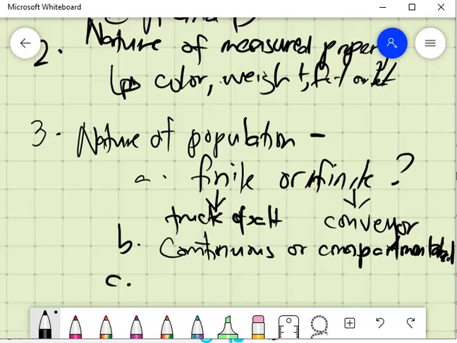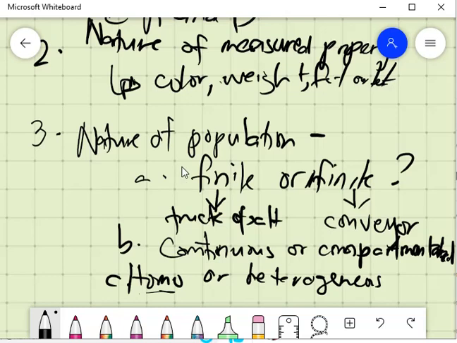Okay. Next. Is it homogeneous or heterogeneous? So, for example, well-stirred oil in a tank. It's homogeneous, right? It's well-stirred. Heterogeneous, a truck of potatoes. It's heterogeneous because not all the potatoes have the same size, the same look, the same weight. Okay? It's heterogeneous. Okay, next.